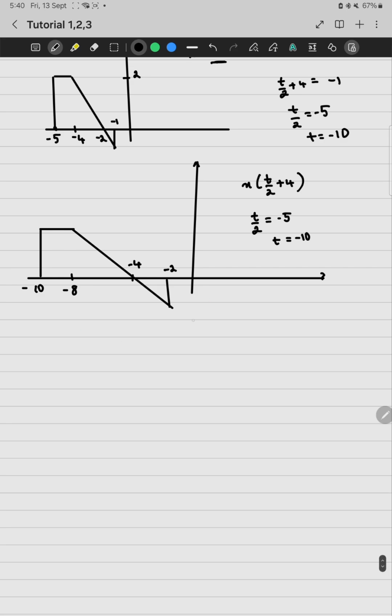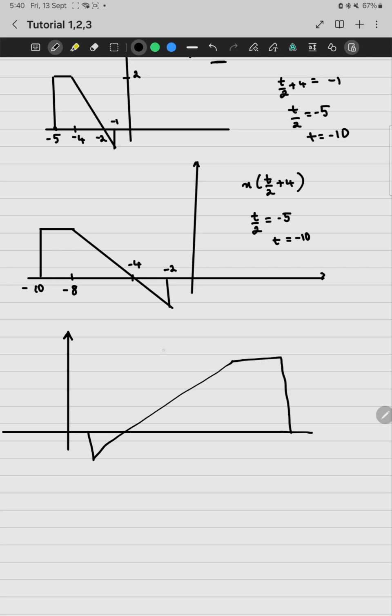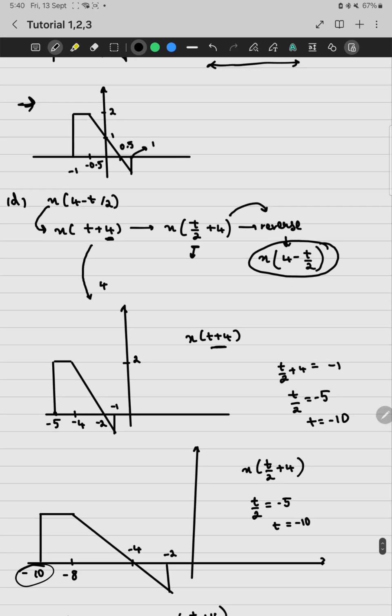And then we will flip this, so it becomes our x of minus t by 2 plus 4. I'm not going to write the coordinates, it's nothing but -10 will become 10, then this becomes 8, and so on, same thing.